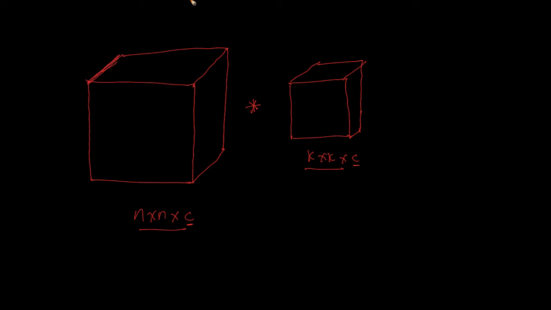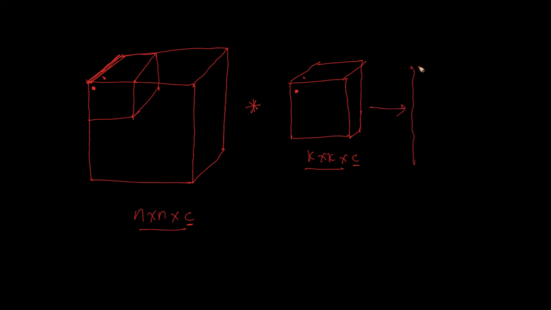Let me change the color. Okay, so I'll place this kernel like this on this image, and then I'm going to perform element-wise multiplication. This element here will be multiplied with this element here, then this element here will be multiplied with this element here, and what will be the output?